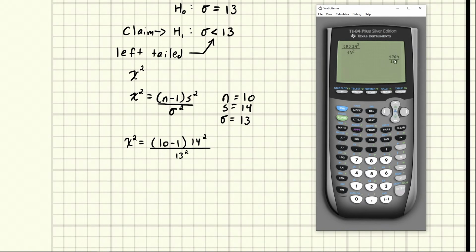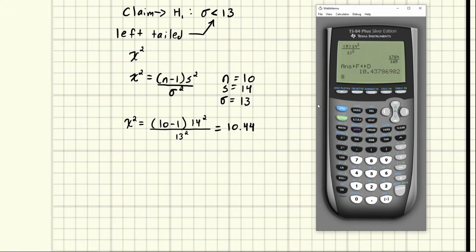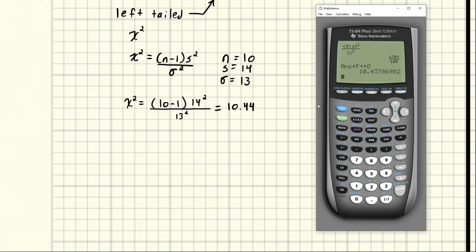It gives us an answer in fraction. We're going to go back to that F1 menu. So hit the green key and then the green F1 right here, this y equals button, and go down to number 4, fraction to decimal. And we get a chi-squared value of 10 point, what do we get? We'll round to 2 decimal places, 4. So that is our test statistic.